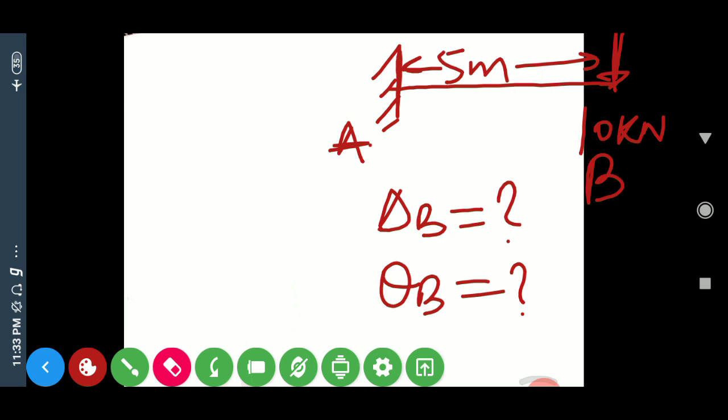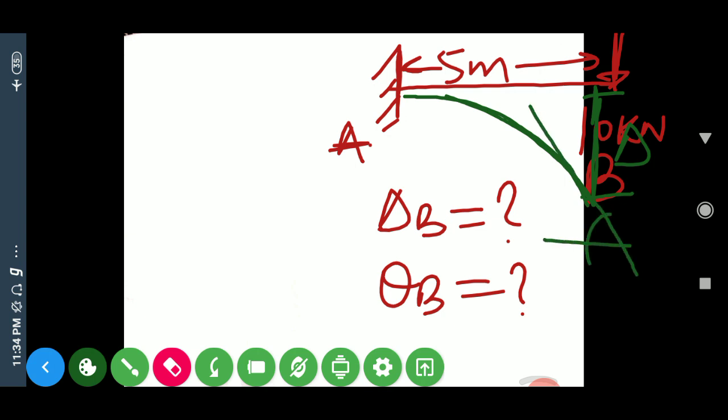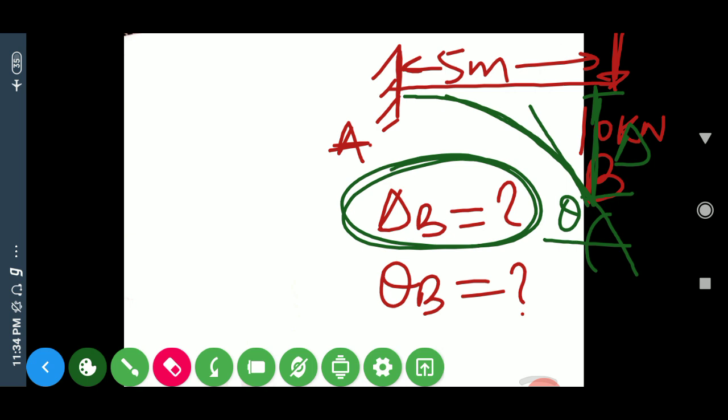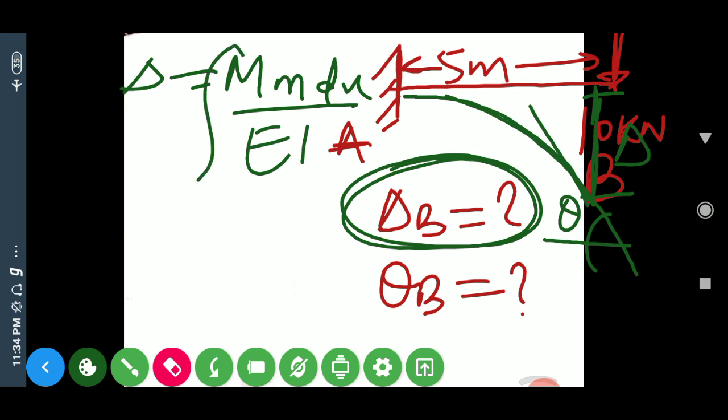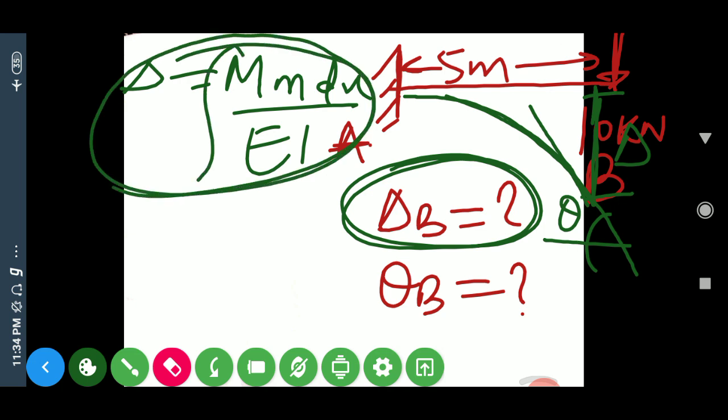So if this beam gets deflected like this, at the free end we have to find this amount of value, and at the free end it must make some angle, so we have to find this angle. Okay, so let's proceed. First of all, we will find the value of deflection at B. We have one basic formula: deflection equal to the integral of capital M into small m into dx by EI. We will use this formula in finding deflection at B. So how to use it?